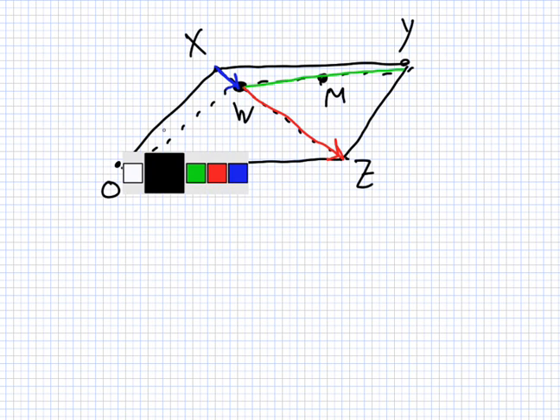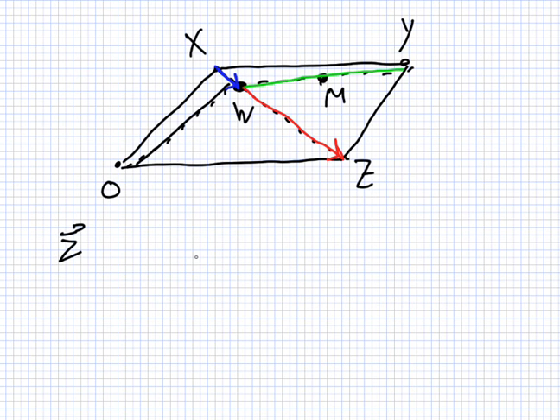Okay, so I'll get this book back to you. So what I'm looking for in terms of x and y is I want vector z, vector w, and vector m. I want these 3 vectors in terms of x and y vector.